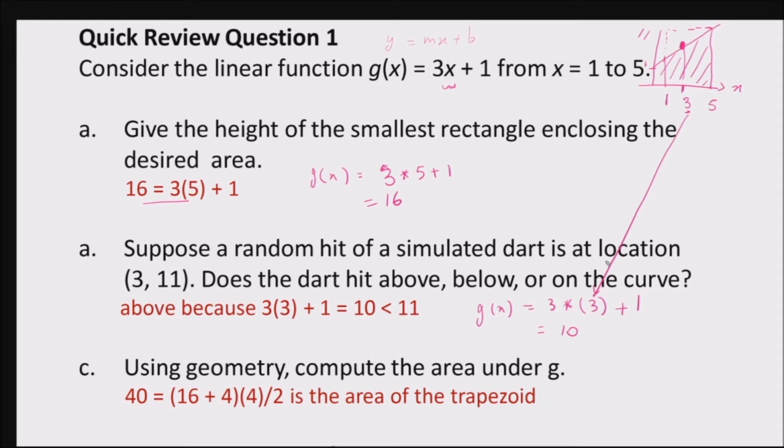But I know this point is 10, right? This is 10. So obviously whatever it hits is above the graph, right? So that's how we figure out that it is above the graph. So that is what the answer is, above, because of this, right? Okay. All right, so let's move to the next question.